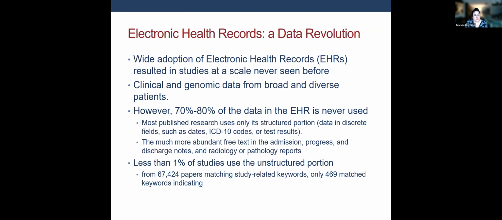Deriving who used the unstructured portion of the notes is very, very hard, almost impossible, so we use a proxy. We use any keywords that indicate an advanced method of analysis, which is sort of required if you're using the unstructured portion of the record at a large scale. So 469 of 67,000 papers in March, which is close to 0.5%. So I'll say less than that.